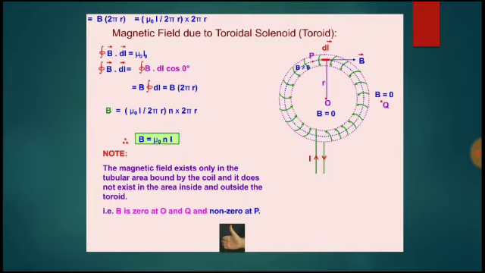See that the magnetic field exists only in the tubular area bounded by the coil, and it does not exist in the area inside the toroid and outside the toroid. The magnetic field is 0 at O and Q and non-zero at point P.